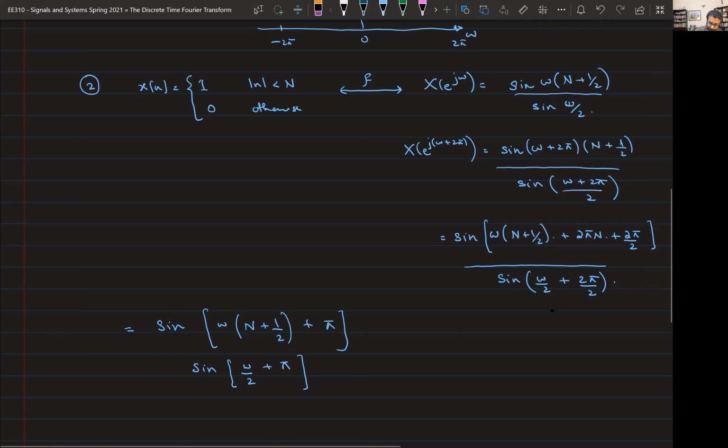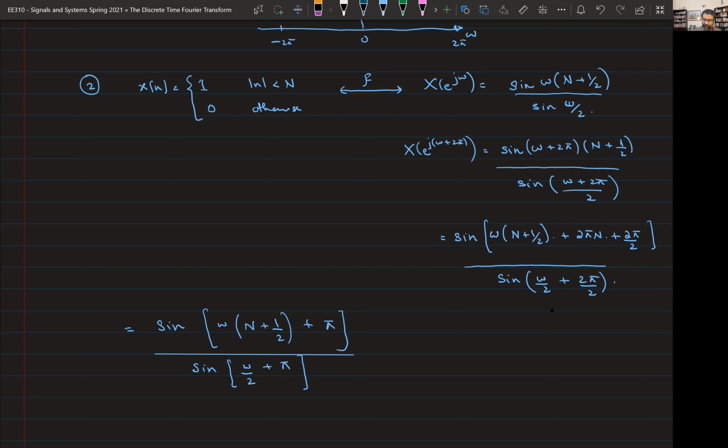What do you think? Why did I get rid of that 2 pi n? That would be equivalent to 0. Yes, equivalent to 0. Why? Because sine is periodic. Inside it, I can put any multiples of 2 pi, it doesn't make a difference. The key reason is that capital N is an integer, so that goes away.